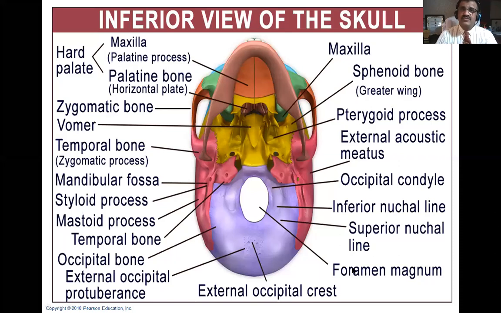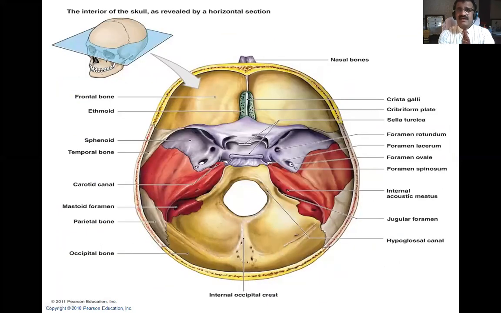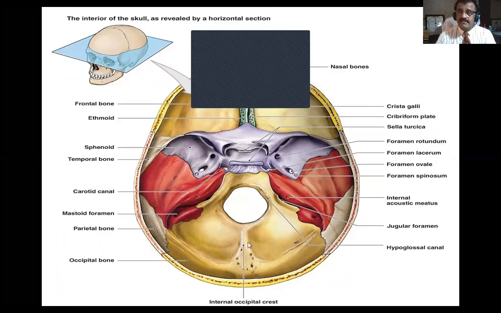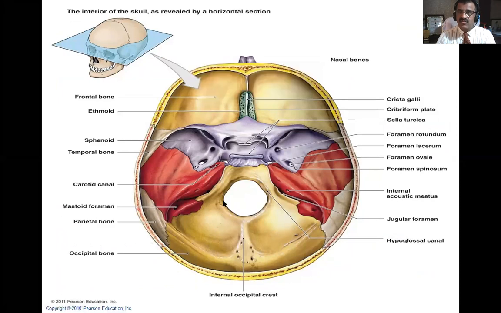I'm just trying to show you the views. And this is the interior of the skull after removing the calvaria, the skull cap. What you see from inside, you should be able to tell the frontal bone is seen inside. You can see part of the ethmoid bone here. You can see more properly the sphenoid bone, parts of the temporal bones. Here you can see the occipital bone. You can see the foramen magnum.